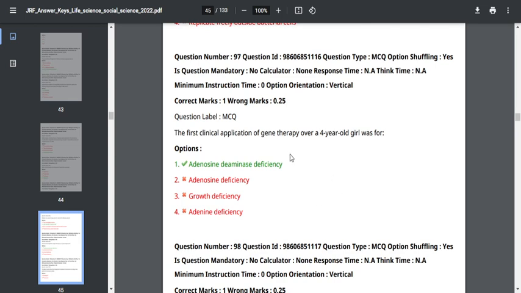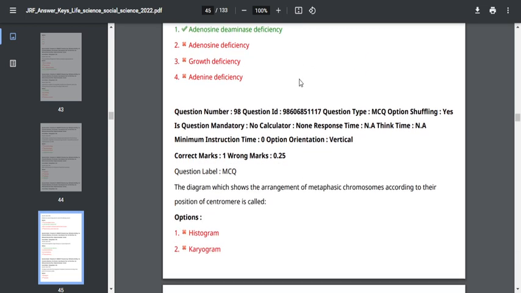The first clinical application of gene therapy, on a 4-year-old girl, was done for adenosine deaminase deficiency. Do you know the name of the 4-year-old girl? The name is Ashanti De Silva. Actually, she is still living an active life today. The experiment was done at the National Institute of Health in the year 1990. If this question is asked in some other exams, it will be really helpful for you.